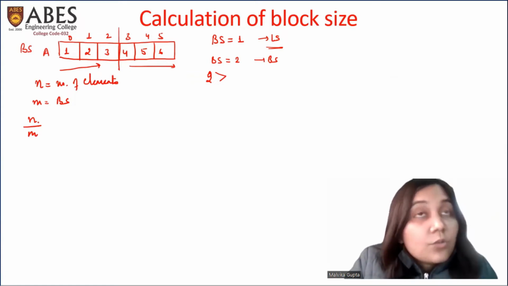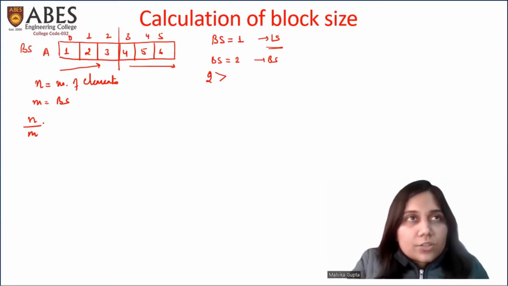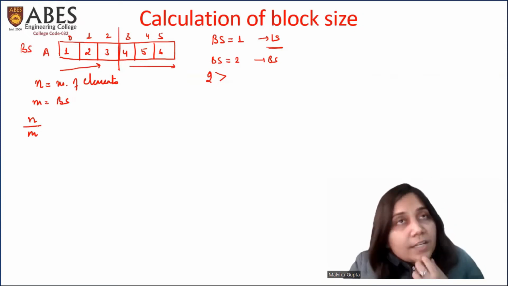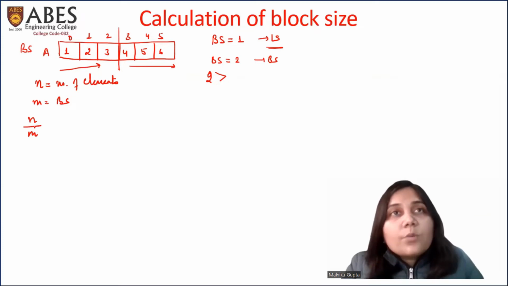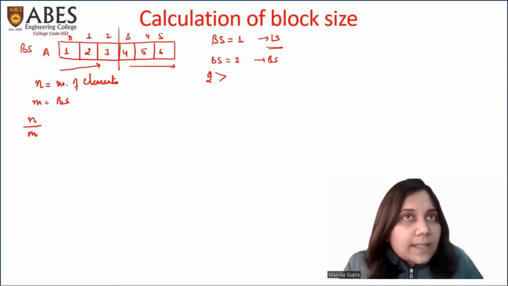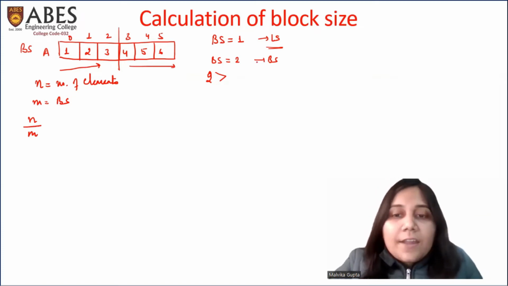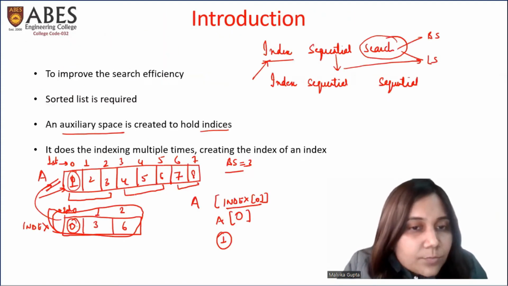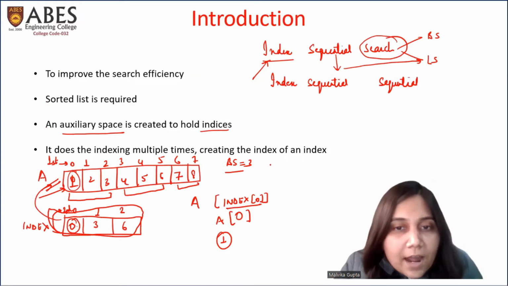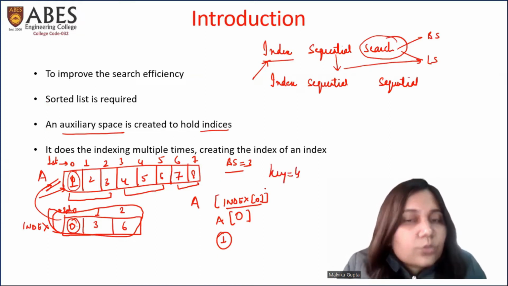Now the question arises, what will happen in index sequential search? Because it is a combination of indices. Indices, we know how we will be defining. But now the question arises, how are we going to use the sequential searching technique? Suppose in this particular array I have divided the block into three parts and I have to search a key element which is 4.